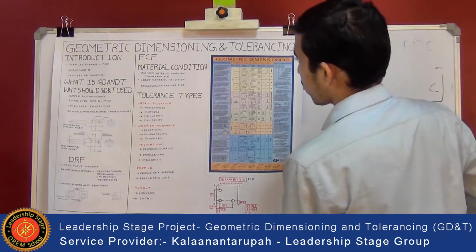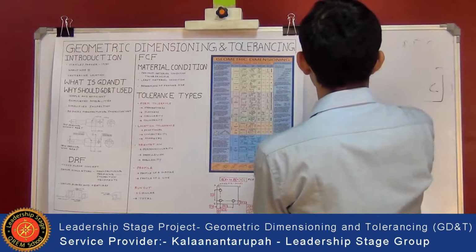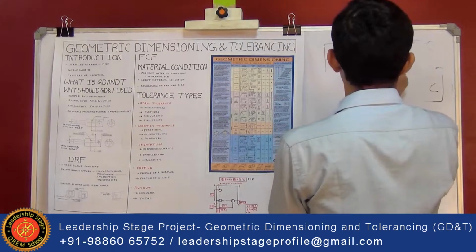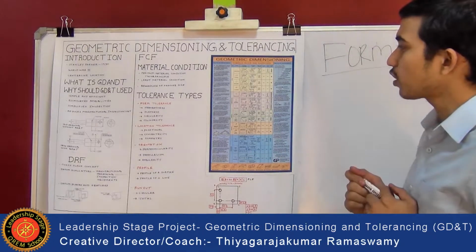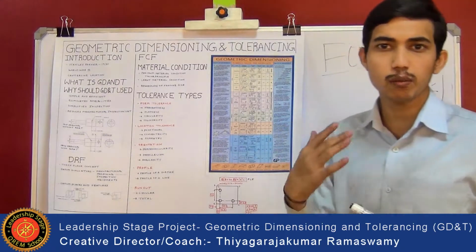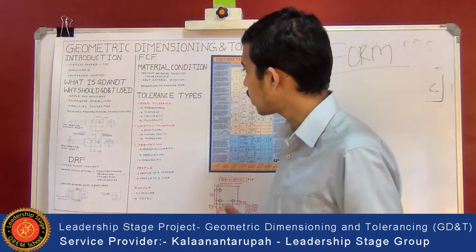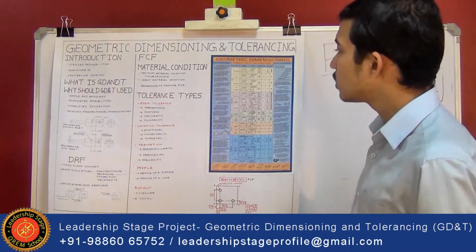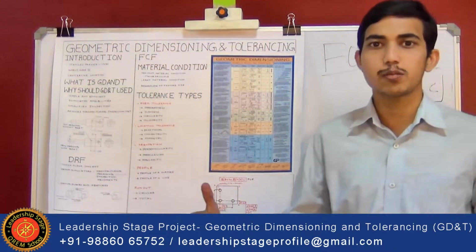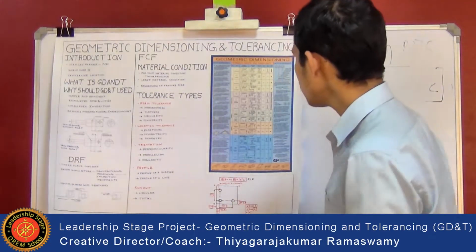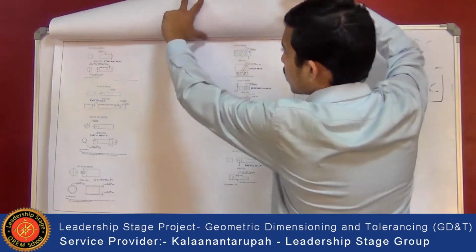First, form tolerance. Form tolerance is applied for individual features. Here, datum reference frame is not considered, and it is classified into straightness, flatness, circularity, and cylindricity. Straightness is nothing but a condition where all the elements lie in a particular straight line, and this is the example for straightness.